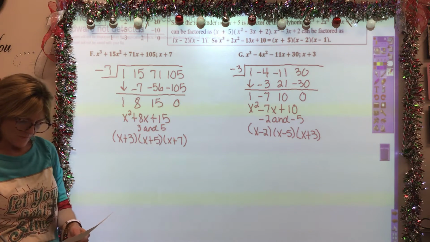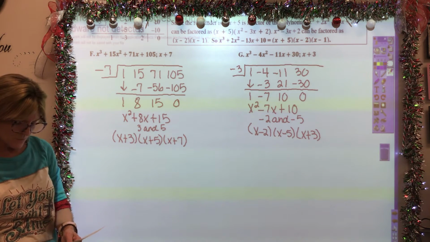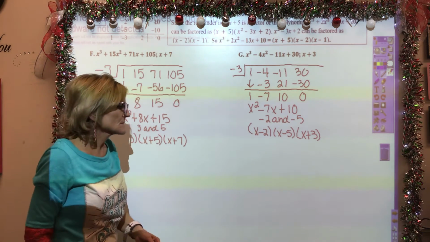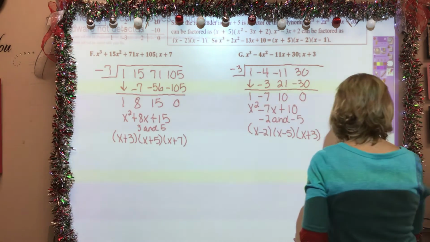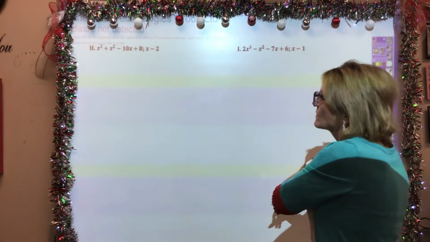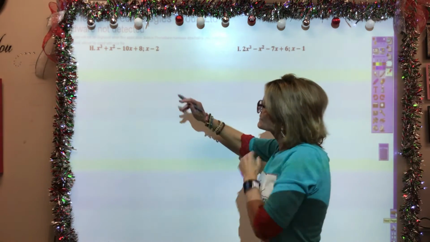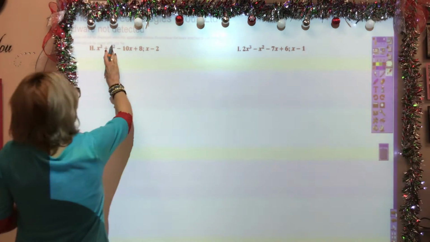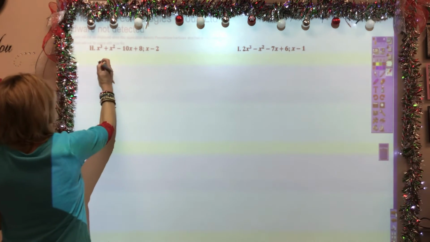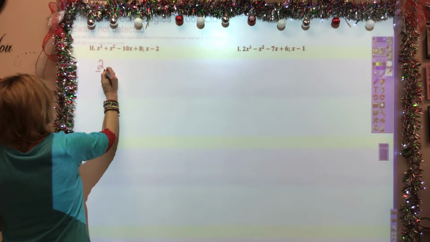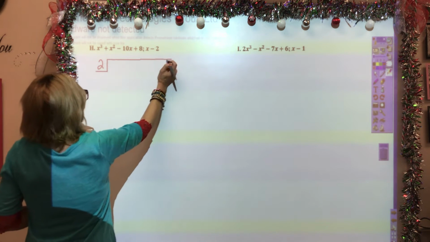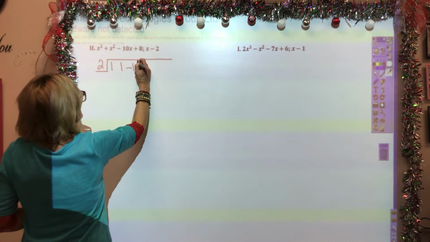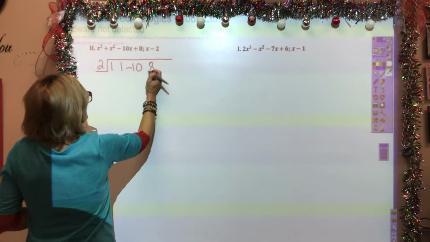Okay, let's try another one. They're going to get a little harder in a minute, but y'all can do this. So on our next one, our a will be 2. The powers are going down in descending order, so we'll bring a 2 out front. List our coefficients of 1, 1, negative 10, and 8.